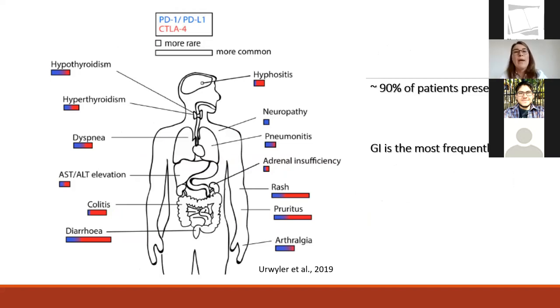Which type of autoimmune reactions are we seeing in patients treated with those drugs? We have a very big range of conditions, but what I want to highlight in this slide is that colitis and diarrhea are quite common in these patients. The size of the bar represents the frequency. Overall, more than 90% of patients will present some type of adverse reaction, and the gastrointestinal system is one of the most frequently affected.